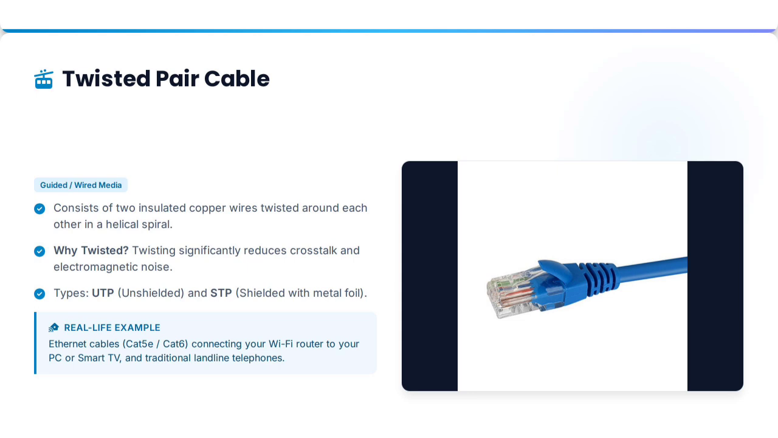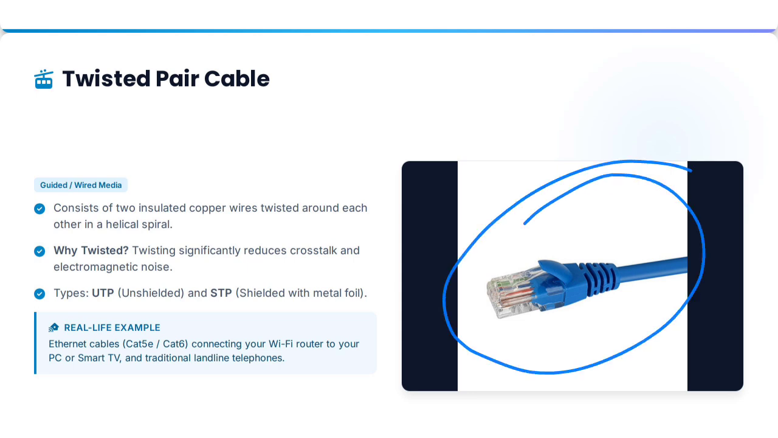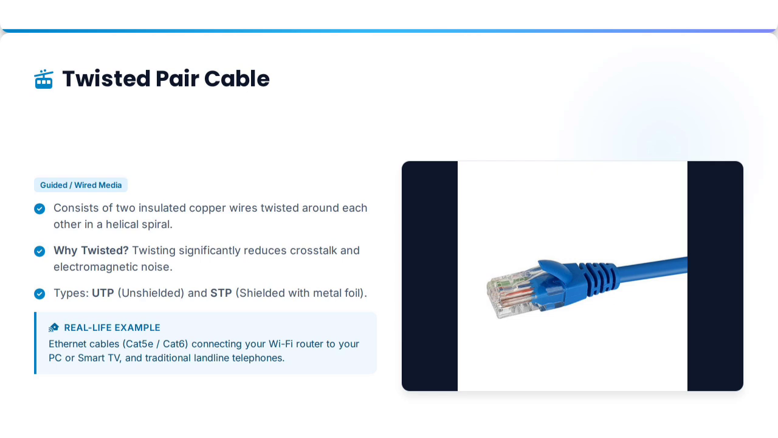The twisted pair cable consists of a pair of insulated copper wires twisted together to reduce electromagnetic interference. Okay, a real life example is the standard Ethernet cable, Cat 5 and Cat 6, which you plug from your Wi-Fi router into your desktop PC. Okay, this is an image of an Ethernet cable.